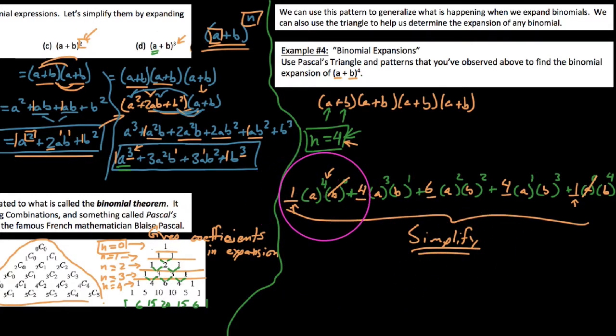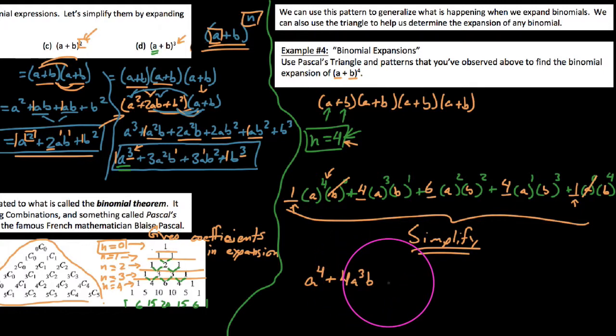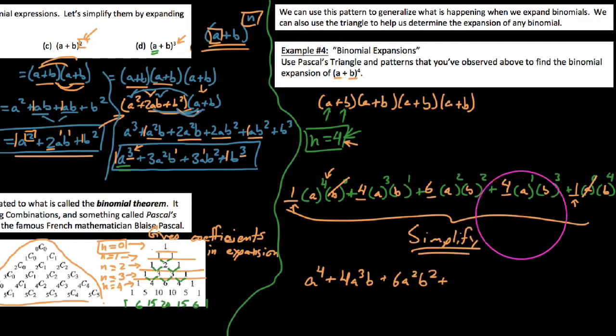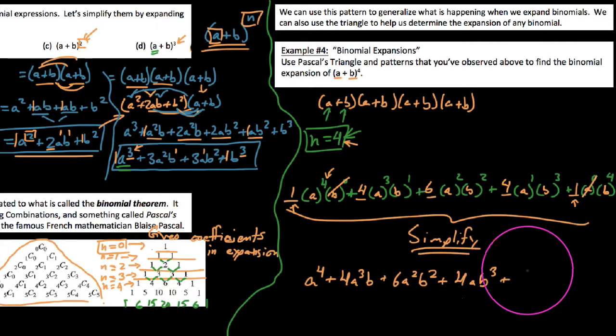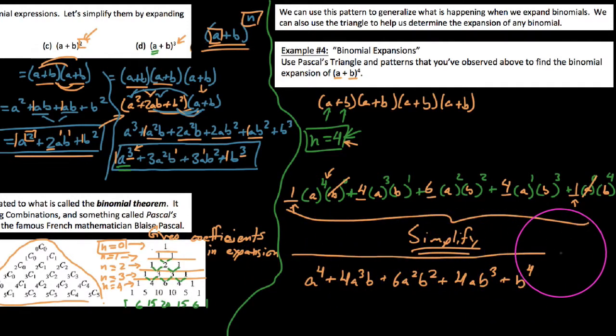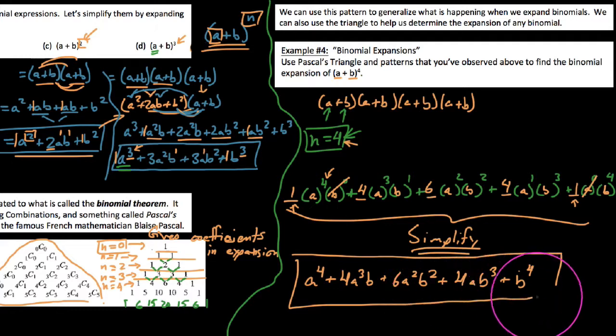We would say, well, I had 1a to the 4th, so in other words, I have just a to the 4th, plus now I have 4a cubed b to the 1st. We usually would just write 4a cubed b. And then we say plus 6a squared b squared, plus now 4a to the 1st, b to the 3rd, we could just write 4ab cubed. And then last but not least, plus 1 times b to the 4th, we could just say b to the 4th. And this would be our binomial expansion of a plus b to the 4th, okay?